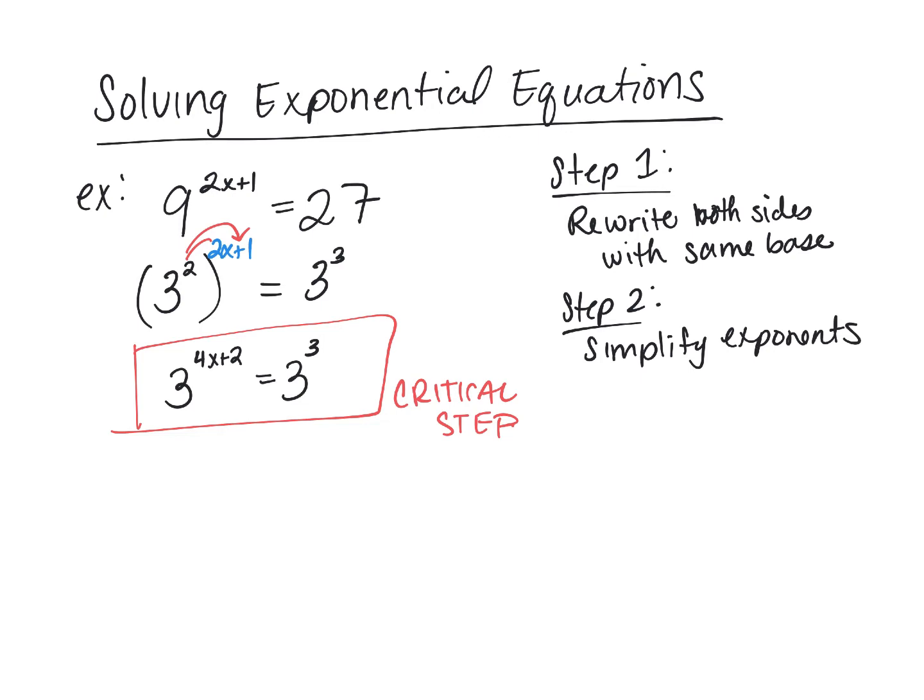Doesn't it make sense to say that the exponents, 4x plus 2, has to equal 3 in order for these expressions to be the same? If the bases are the same, we have to be raising them to the same exponent in order for them to be equal. So we can equate our exponents, set them equal to each other. That's step 3. As long as my bases are the same, I can equate, set equal, the exponents.